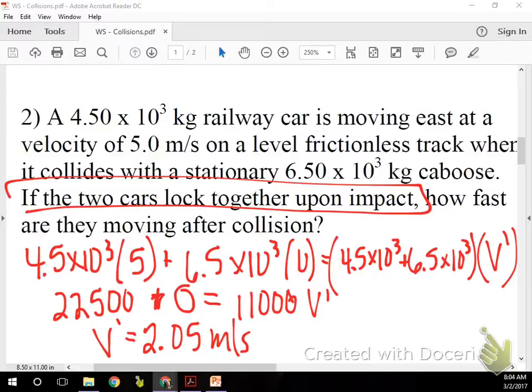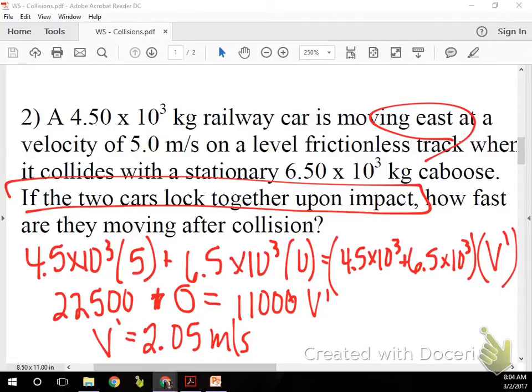Okay, did we get that to come out? And do we think these cars are going to be moving east or west? East, right? It started moving east. Okay, so if one's sitting stationary, one's moving east, right? There's no way that these things could start moving west. Okay, one's stationary, one's moving east. They're going to lock together and continue to move east. Did we get about 2.05?